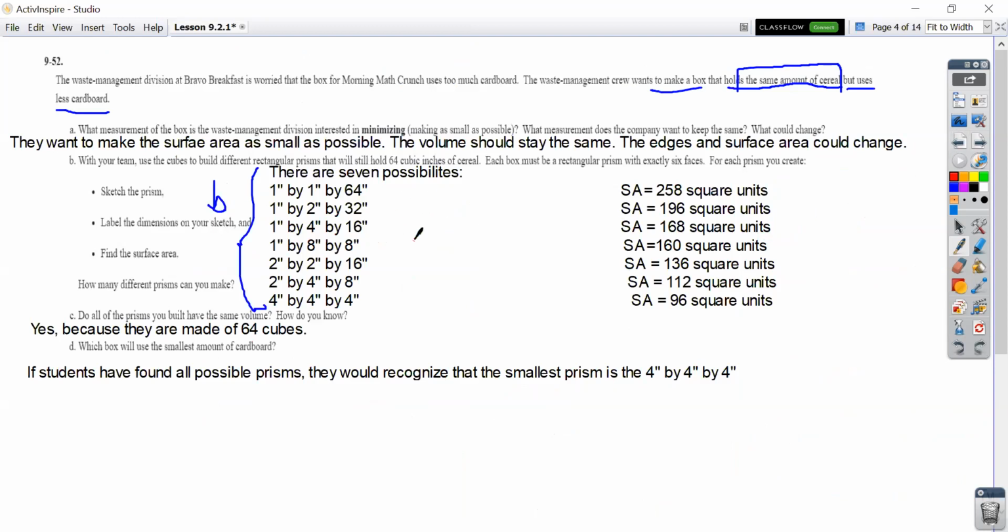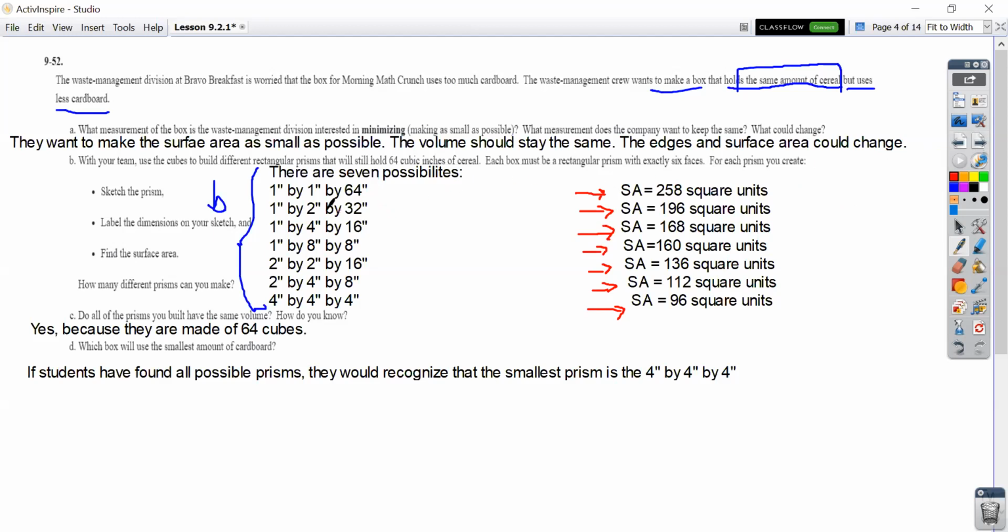I encourage you to go ahead and find out the answer by yourself to find out why the surface area for 1 by 1 by 64 equals 258, 1 by 2 by 32 equals 196, 1 by 4 by 16, and 1 by 8 by 8, 2 by 2 by 16, 2 by 4 by 8, 4 by 4 by 4. Try to find out the answer by yourself. If you do not know how, again, please let me know as soon as possible, okay?